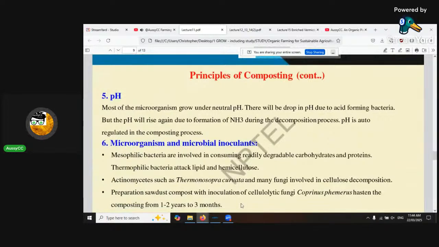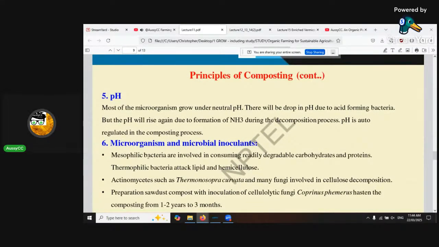Next principle is pH. Well, all right, most organisms grow under neutral pH. There will be a drop in pH due to the acid-forming bacteria, but pH will rise again due to formation of ammonia during the decomposition process. pH is auto-regulating in the composting process. It should be pretty much right, and you shouldn't have to worry about it. If you've got the right inputs, you shouldn't have to worry. If you've got a pH problem, if it's too low, look at your inputs.